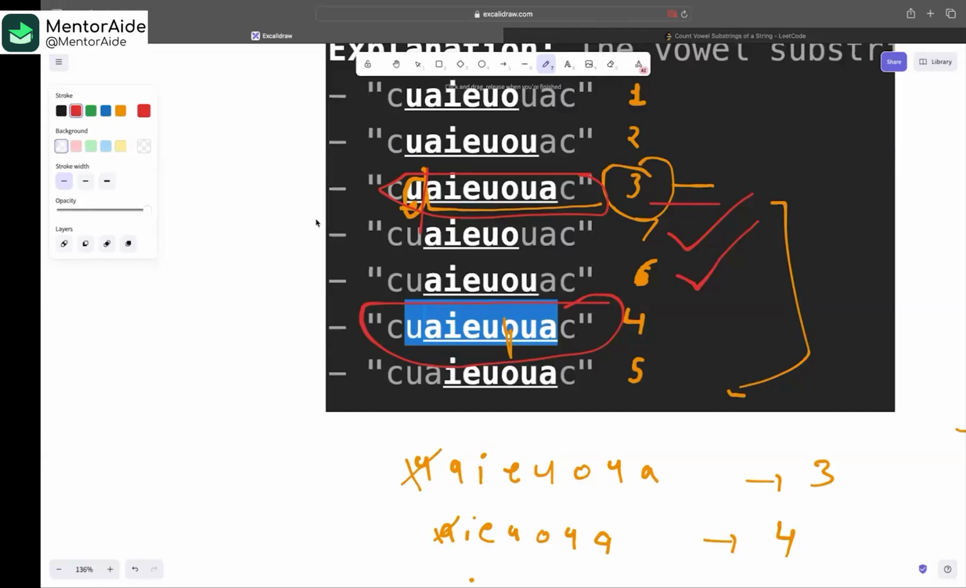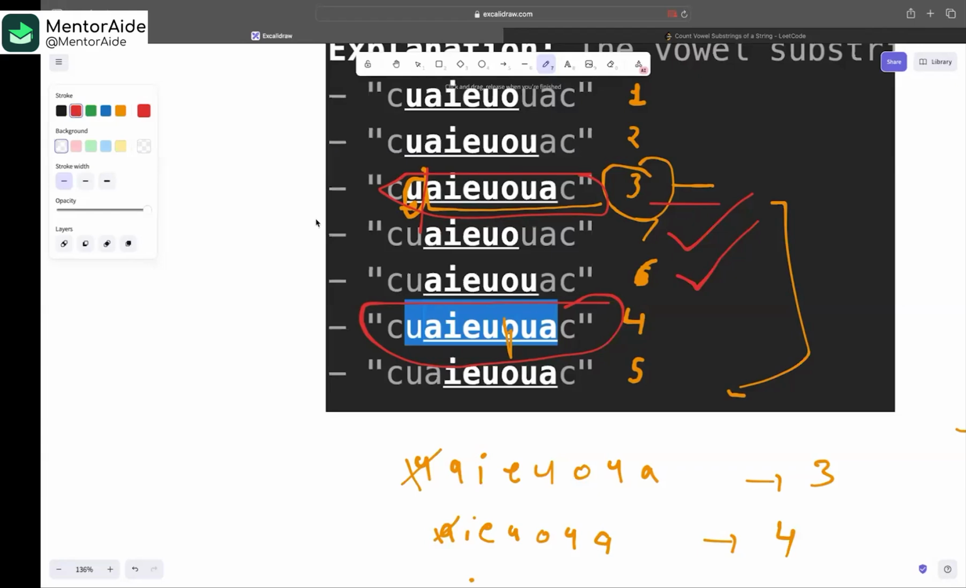We need to find the answer in such a way that it contains all the vowels. It should contain all the vowels, which is key. What if we find all the substrings which have at most k vowels, which is 5 vowels, and then again find all the substrings which have at most k minus 1 vowels, which is 4 vowels, and then we subtract. When I say at most, it does not always need to be 5. It can be 4, 3, or 2 also. Are you getting what I'm trying to say?